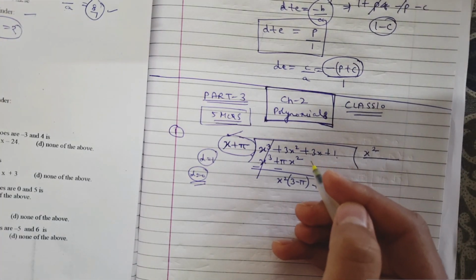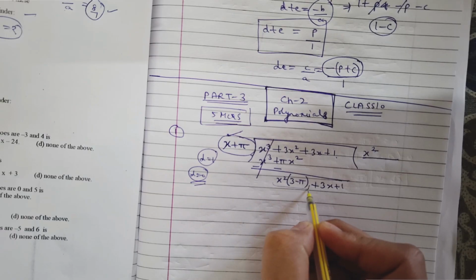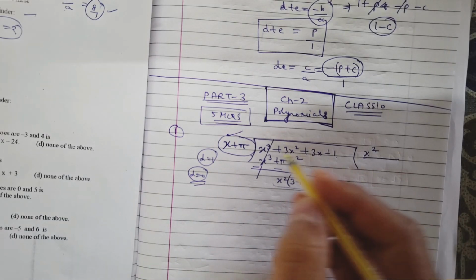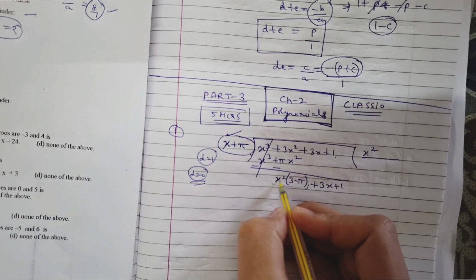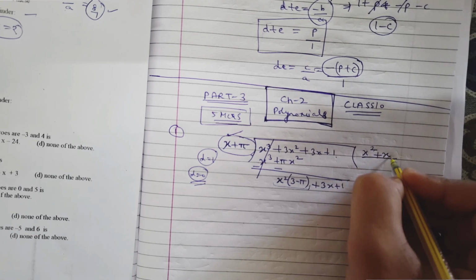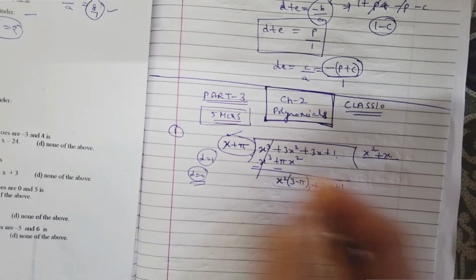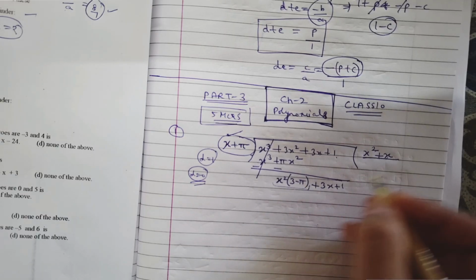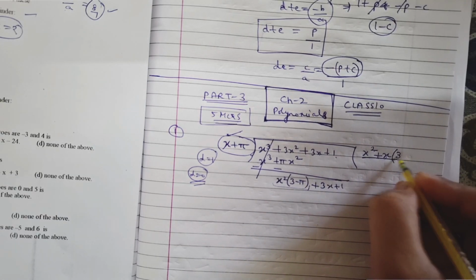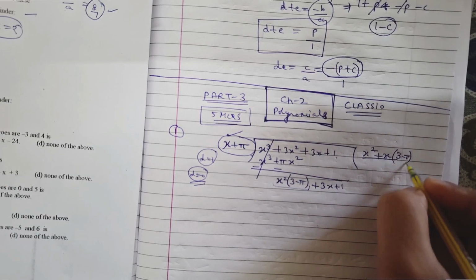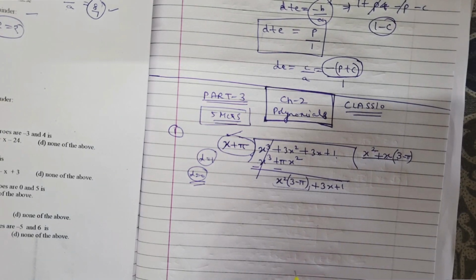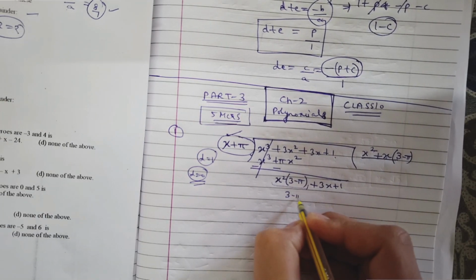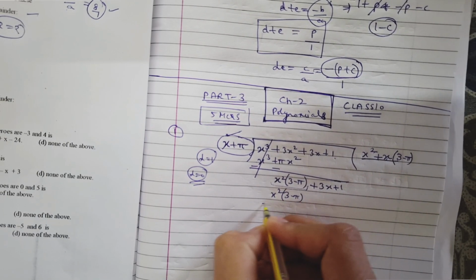Now you have to cancel out this x square term. How can you get it? For x square you have to multiply with x. When we multiply x with x it will become x square, and we also want 3 minus pi. So we have to multiply by x plus the complete 3 minus pi. So here we get 3 minus pi x square, as it is.